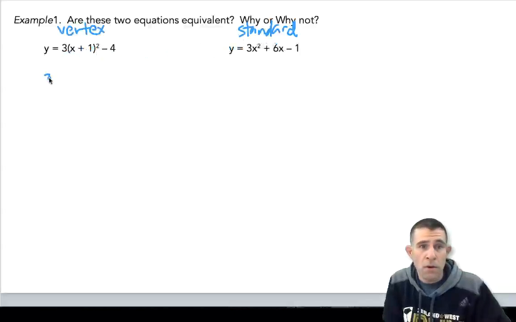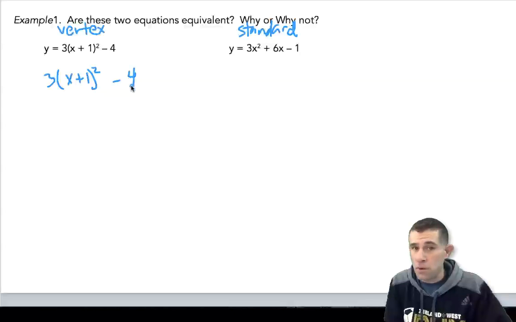So in order to do that, we're going to expand our binomial x plus 1 squared in the middle there, and then we'll distribute our 3 and subtract our 4. So here's what this is going to look like. X plus 1 quantity squared, remember that's the first term squared, plus 2 times the product of the two terms. Well, 1 times x is just x, so that's 2x, plus the last term squared. 1 squared is just 1.